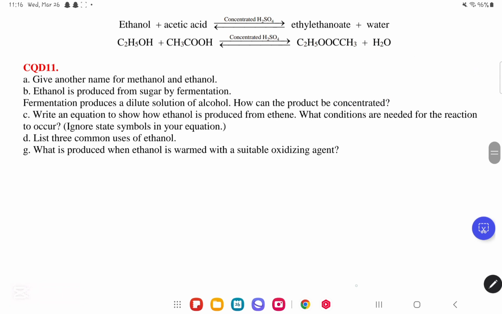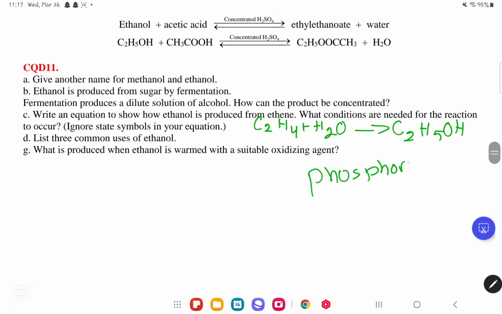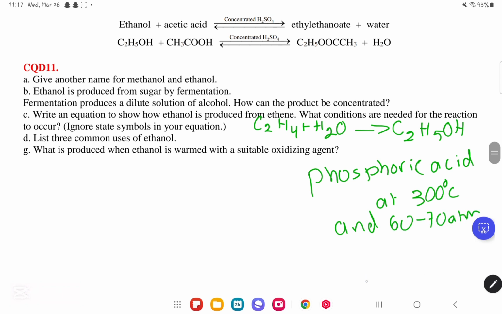We move on to part C. Write an equation to show how ethanol is produced from ethene. What conditions are needed for the reaction to occur? Ignore state symbols. First of all, you will take ethene, C2H4 plus H2O. It will produce ethanol, C2H5OH. The conditions needed, we need phosphoric acid at 300 degrees Celsius and 60 to 70 atmospheres. That is part C done.